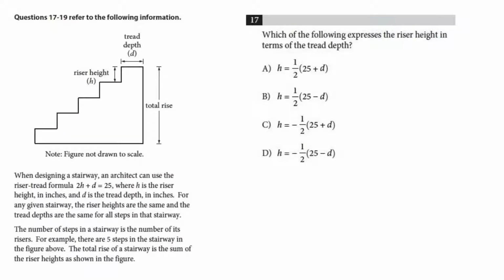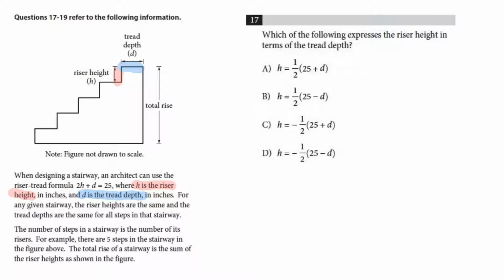Number 17. When designing a stairway, an architect can use the riser-tread formula, 2h plus d equals 25, where h is the riser height in inches and d is the tread depth in inches. So let's just be clear about what riser height and tread depth are. So h is the riser height. Well, riser height is going to be this right here, and tread depth, d, is going to be this right here, how deep the stair is. For any given stairway, the riser heights are the same and the tread depths are the same for all steps in that stairway.